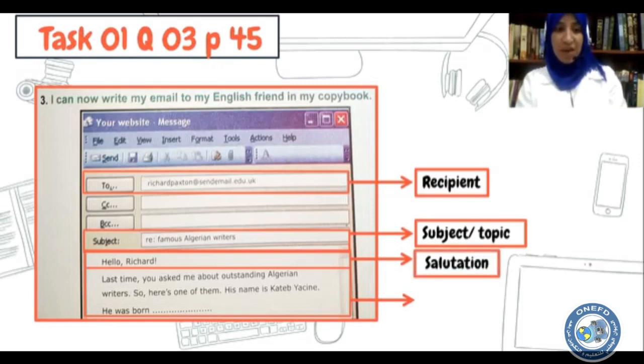Third, we have hello Richard, the salutation. And then the last one, we have the message you are going to write, talking about the information from the biography card of Kateb Yacine. Well done.